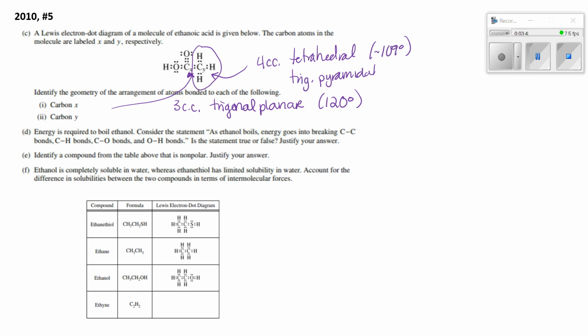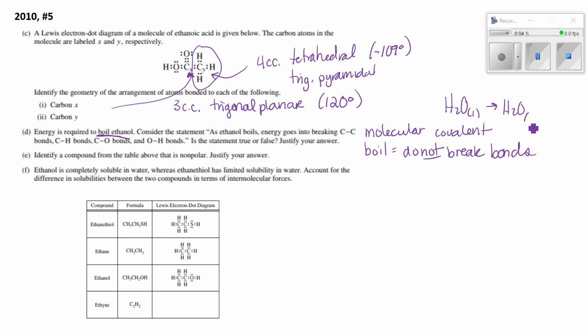And then D, this is more of a Unit 3 question, thinking about what happens during a phase change. So as we boil ethanol, what is happening? Well, whenever you have a molecular covalent substance, when you boil it, you do not break bonds. So no bonds are broken during a boiling process. If you think about it with water, we have liquid water. When we boil it, it's still H2O. I didn't break apart the H's and the O's. All I did was move the individual molecules further apart from each other. So what we do when we boil a molecular covalent substance is we just have to overcome the intermolecular forces.